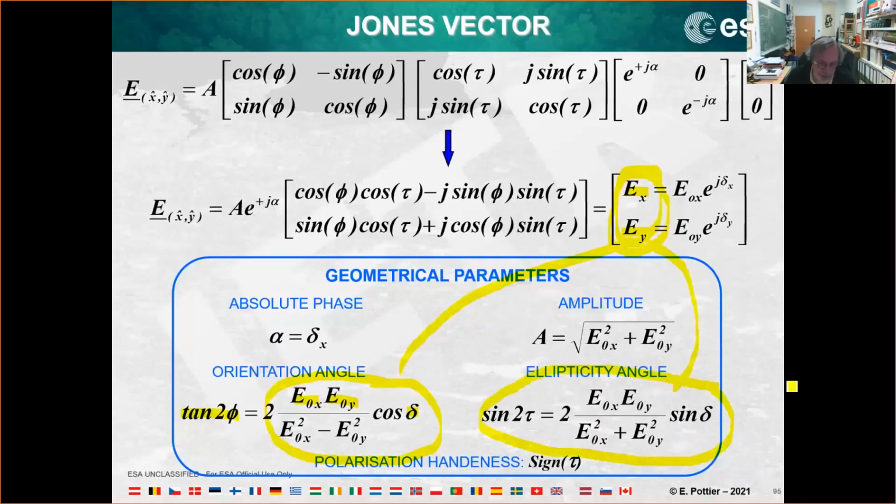So it means I can measure the opening of the ellipse, if it is a line or if it is a circle. I measured this, I can construct immediately the amplitude of the wave. And I can construct immediately the absolute phase, which is the phase of one of the components. Okay, so this is a physical approach. This is an engineering approach, if you want. From the output of my antennas, I can reconstruct immediately the four geometrical parameters.